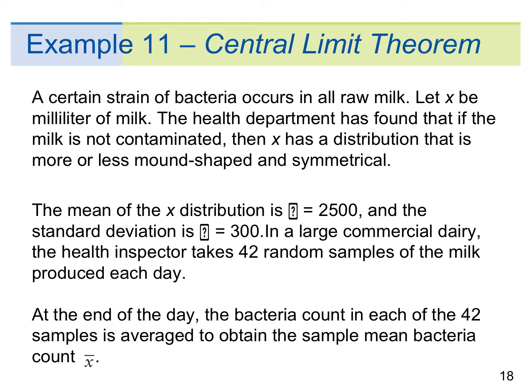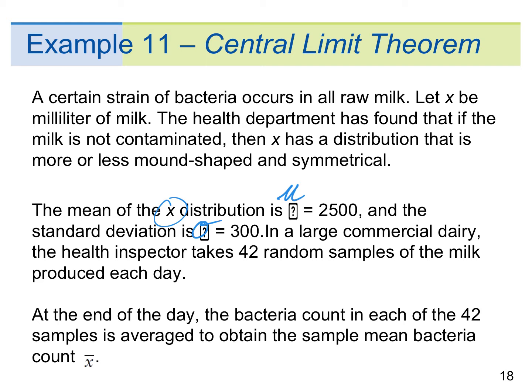A certain strain of bacteria occurs in all raw milk. Let X be a milliliter of milk. The health department has found that the milk is not contaminated if X has a distribution that is more or less mound-shaped and symmetrical. So they're kind of telling you that it's normal. The mean of the X distribution, which we know is mu, is 2,500. And the standard deviation is 300. That's sigma. All right, remember, this is X. So right now they're talking in terms of 7.3.